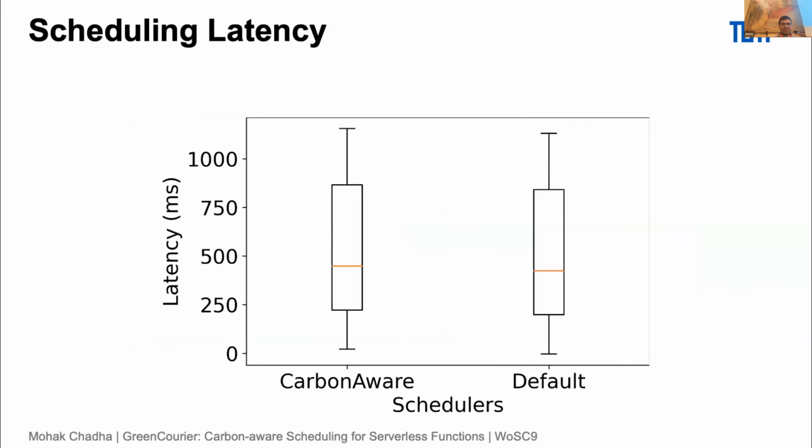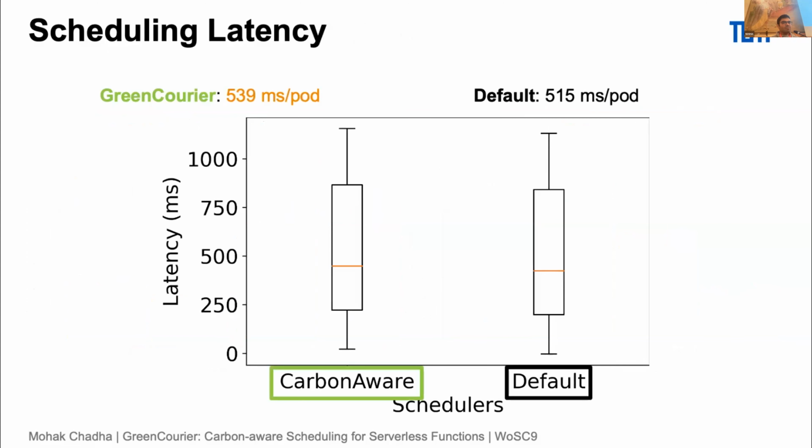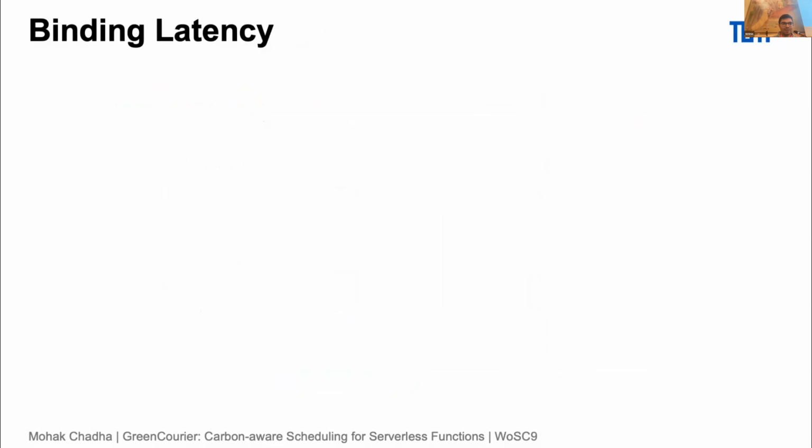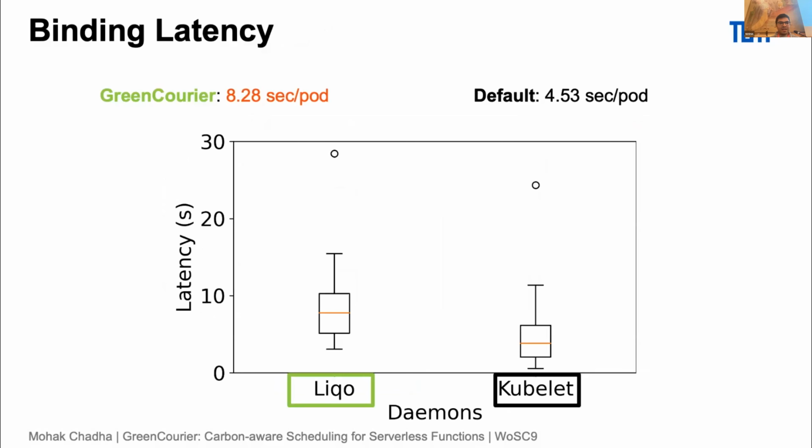Right. So if you look at the scheduling latency, we observe that with GreenCourier, the scheduler takes around 539 milliseconds per pod for assigning the pod to the most carbon efficient provider cluster, as compared to 515 milliseconds per pod by the default scheduler. And if you look at binding latency, we observe that with GreenCourier, it's 8.828 seconds per pod as compared to 4.53 seconds per pod with kubelet. So this is basically because, with Liqo, you have a lot of additional synchronization because of virtual kubelet. And also you have to communicate over the Internet as compared to the default setup with kubelet, where all communication is within a VPC.